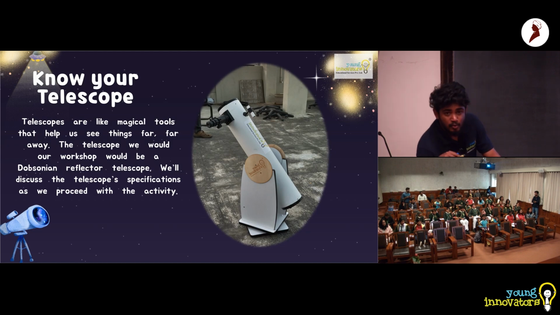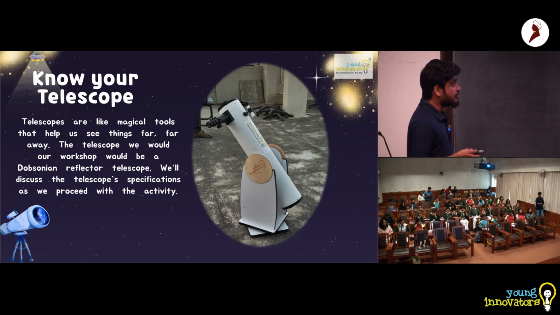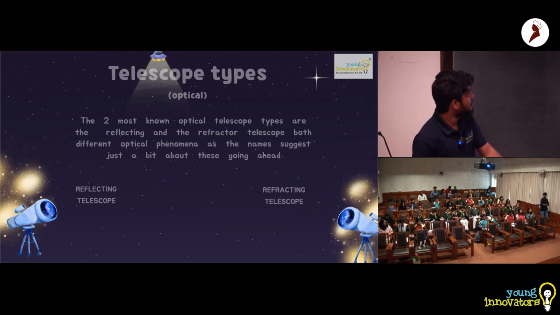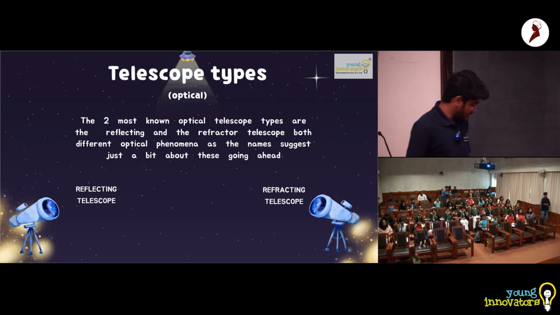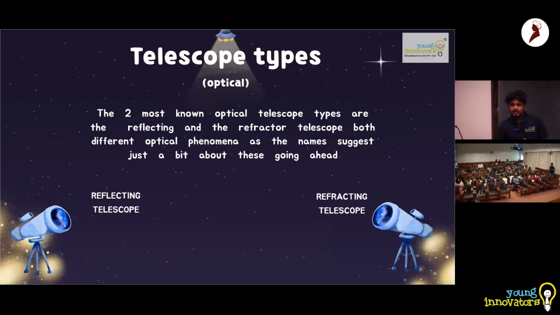Now, today we will be discussing your telescope, what you are going to make. Considering telescopes, there are mainly two types. There are other sub-classifications also, but the main two types are reflecting telescopes and refracting telescopes. Can anyone tell me the difference between a reflecting and a refracting telescope? Anyone?